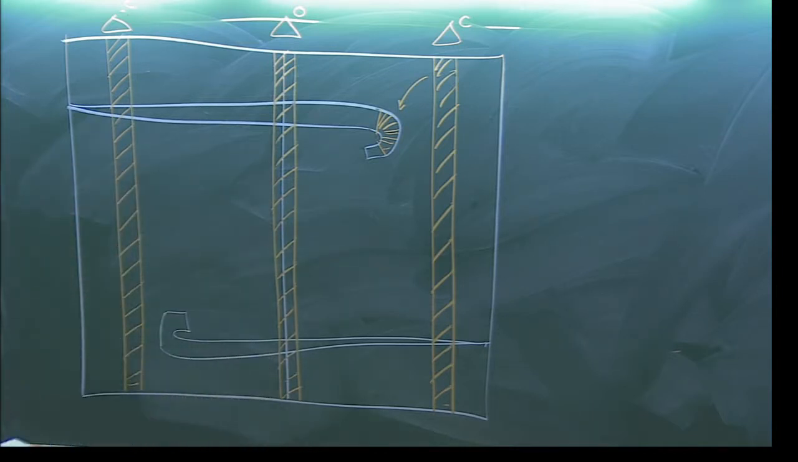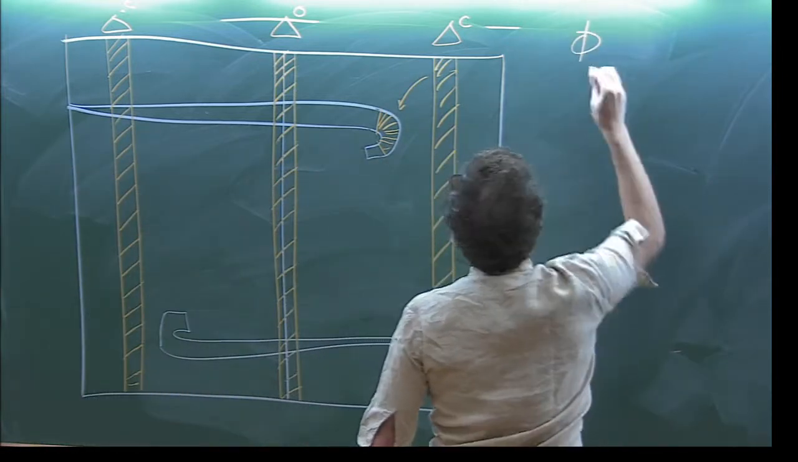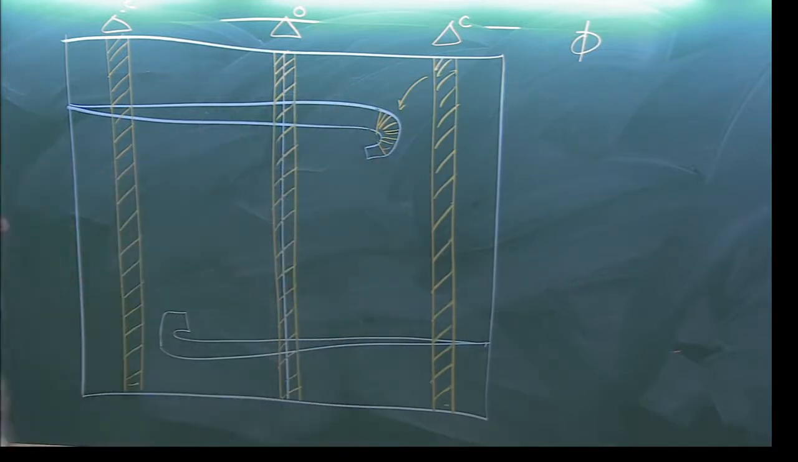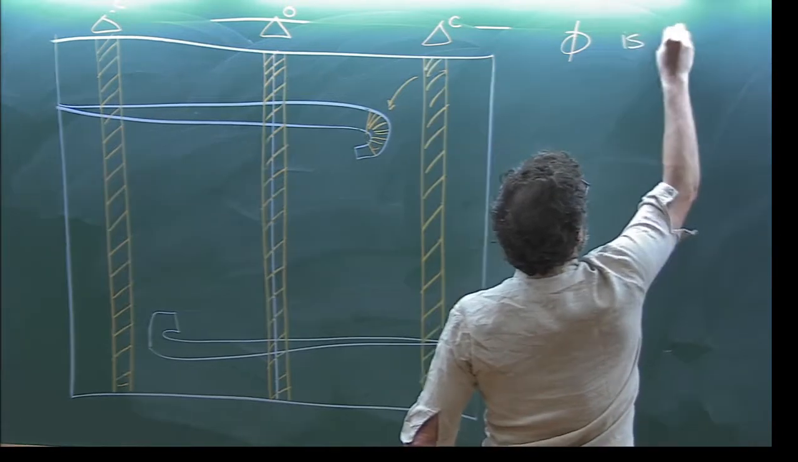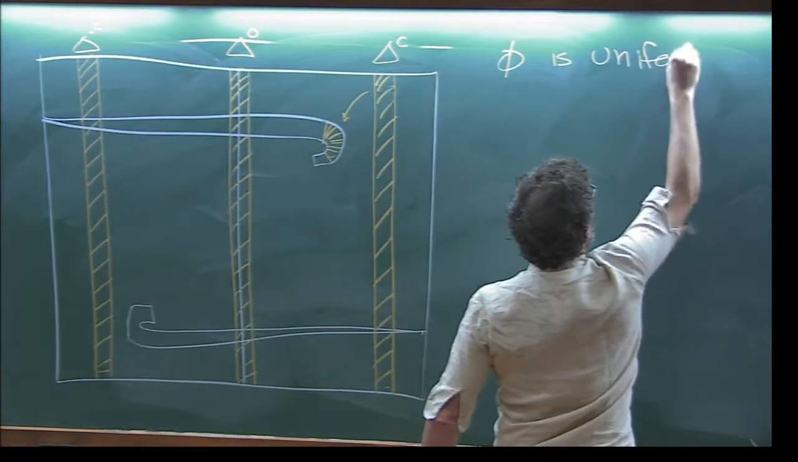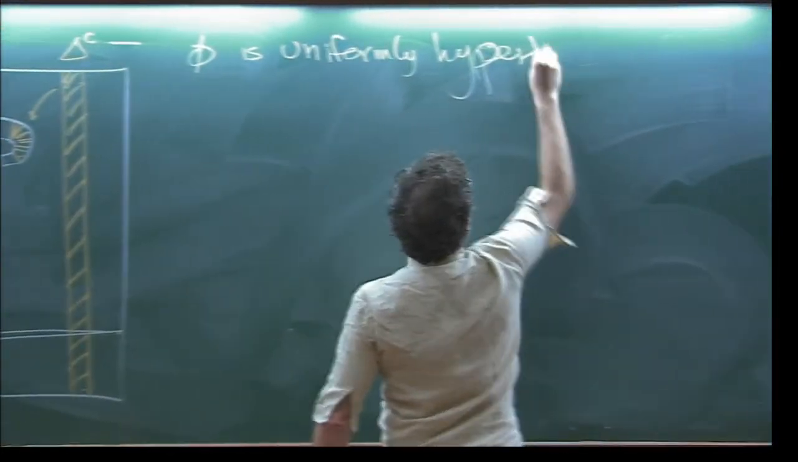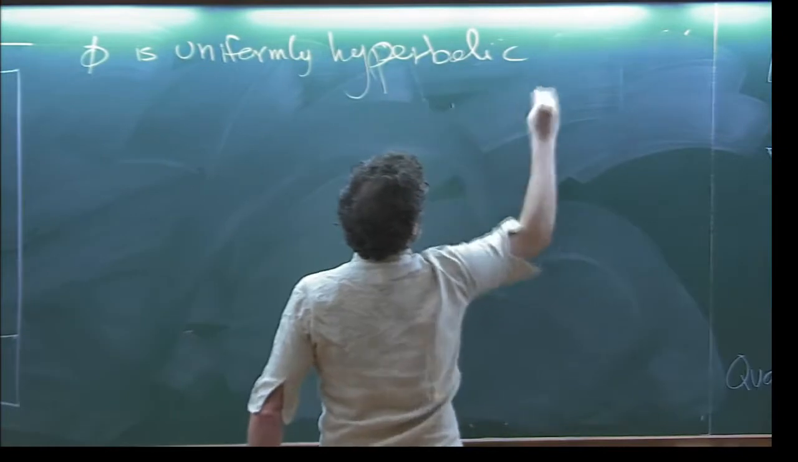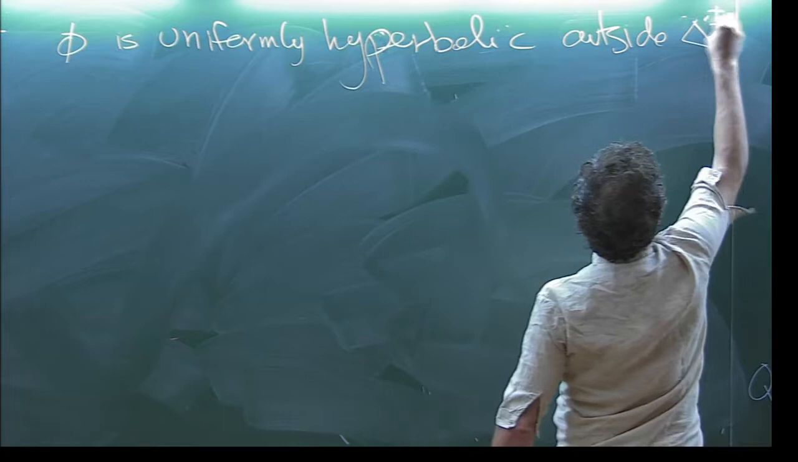And so one of the facts that comes from the definition is that this map, the map phi, so let's say that this map now is our map here on the square, is uniformly hyperbolic outside delta C. Sorry, outside delta plus or minus C. And you can kind of believe that, right?